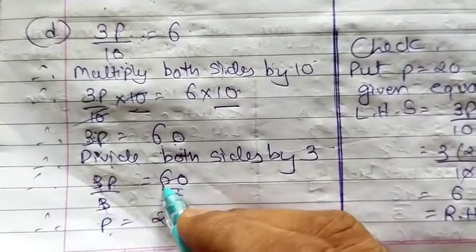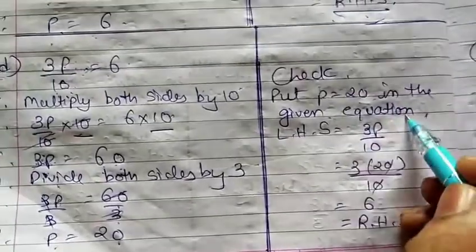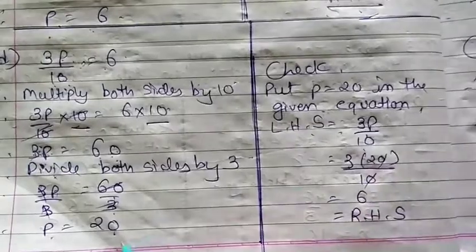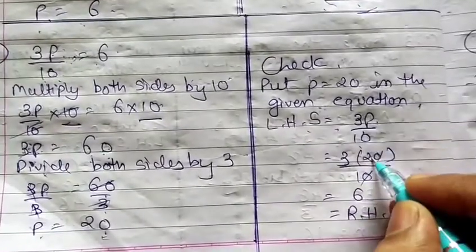Value of p equals 60 divided by 3, which gives 20. Now check whether it is correct or not. Put p equals 20 in the given equation. LHS is 3 times p upon 10, and the value of p is how much? 20. So in place of p, write down 20.